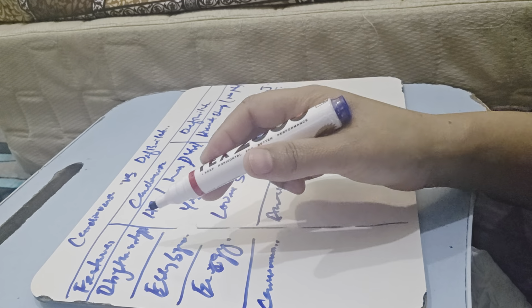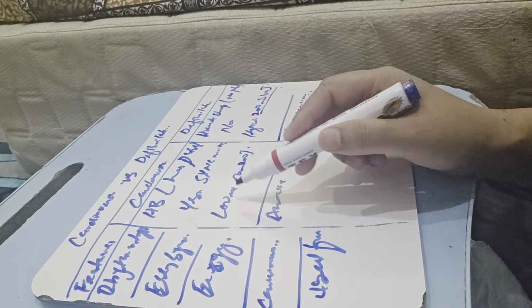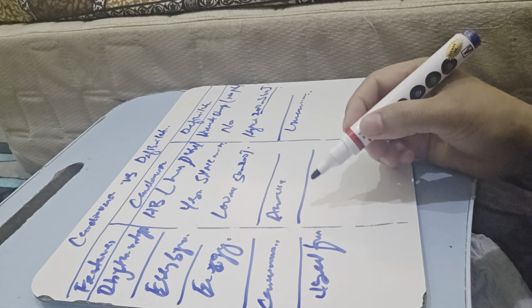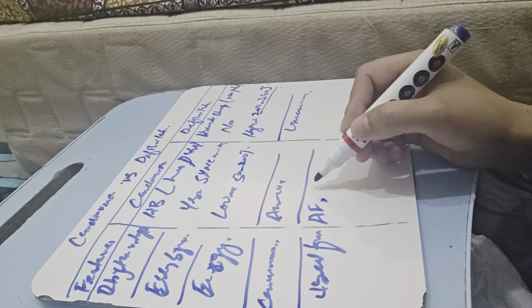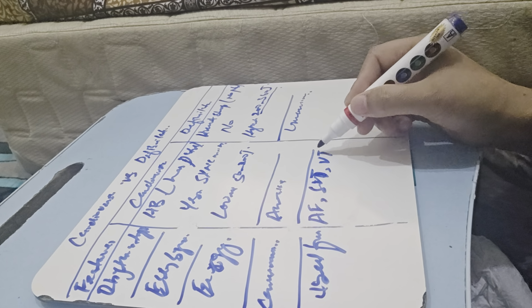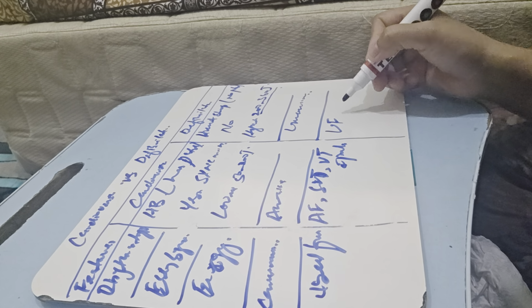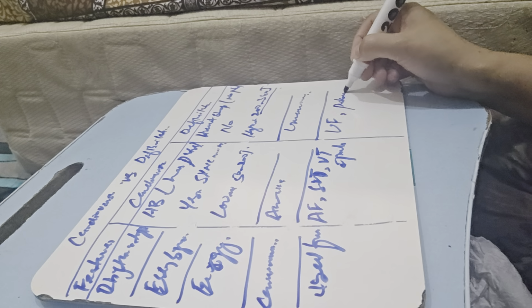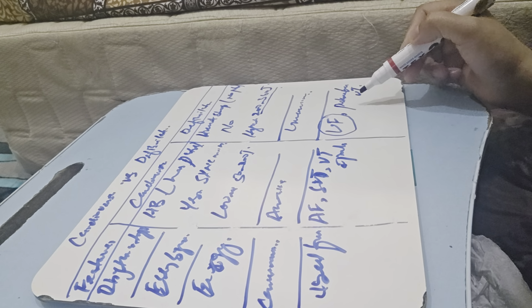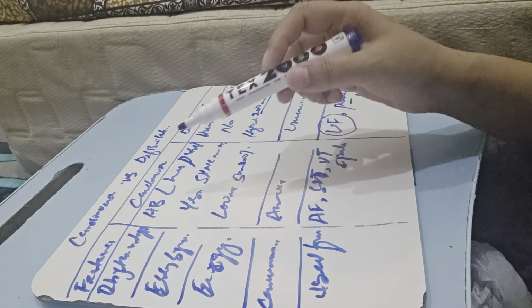The last feature is what it is used for. In which conditions do we use cardioversion? We use it in atrial fibrillation, atrial flutter, SVT (supraventricular tachycardia), and VTach with pulse. But defibrillation we use for ventricular fibrillation (VFib) and pulseless ventricular tachycardia. So this is the difference between cardioversion and defibrillation.